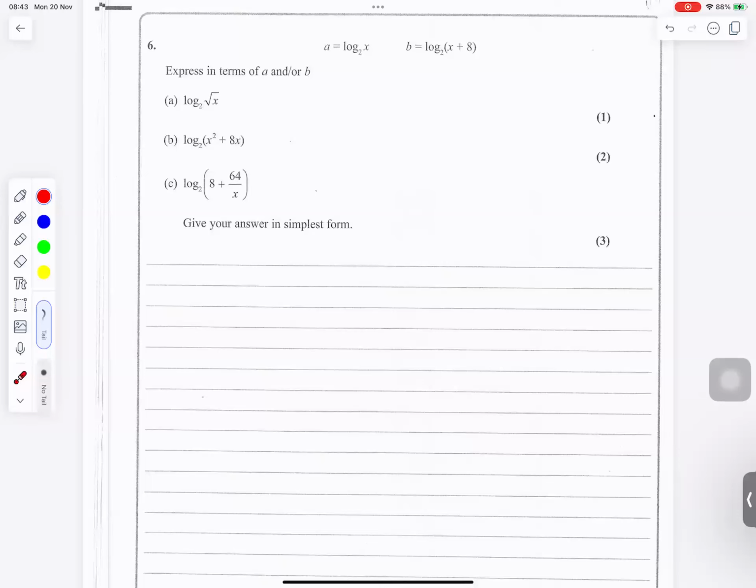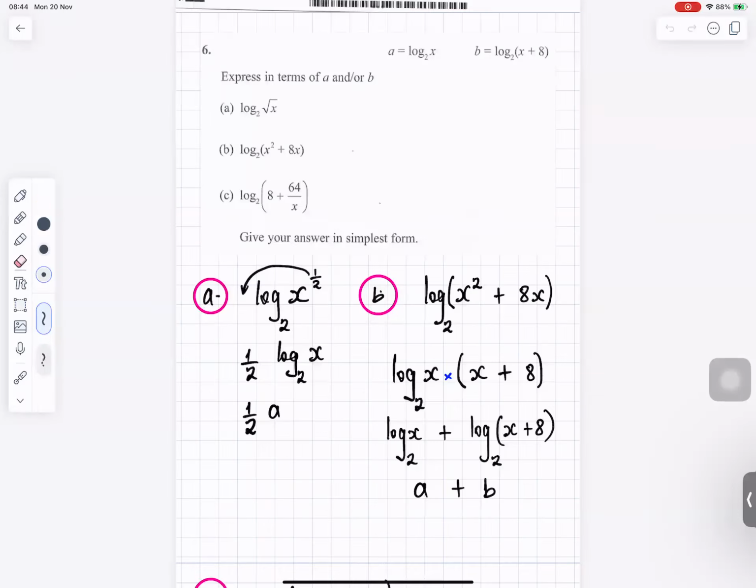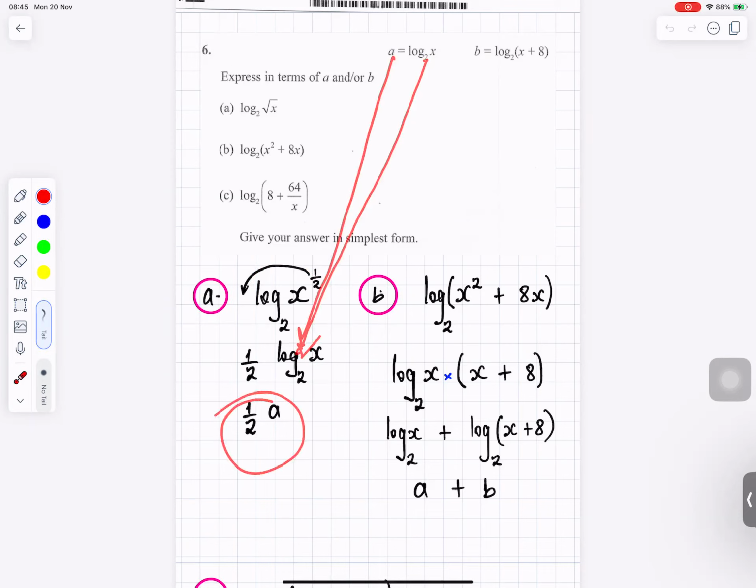Question number 6. So for question 6a, square root of x is x to the power half. So the half can come in front using one of the laws of log. So it's half log x to the base 2. But what did they say log x to the base 2 is? It is equal to a. So you replace that with a. So the answer is half a.